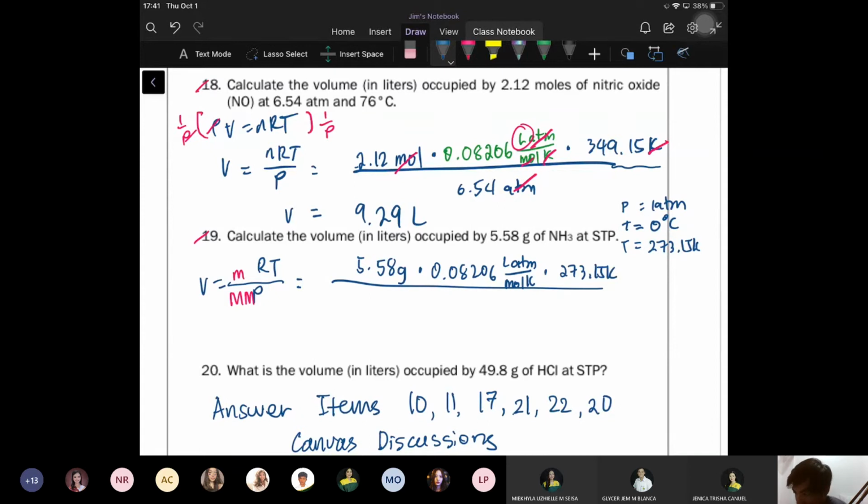Molar mass, ammonia NH3. That's 14.007 for nitrogen. Plus hydrogen, 1.008 times 3. 17.031 g/mol, times the pressure, which is 1 atmosphere. Again, observe that the units will cancel out na. So magka-cancel out ang grams, ang moles, ang atmosphere, at ang Kelvin. So you will be left again with liters and that's good, no? So solve ko lang, no?